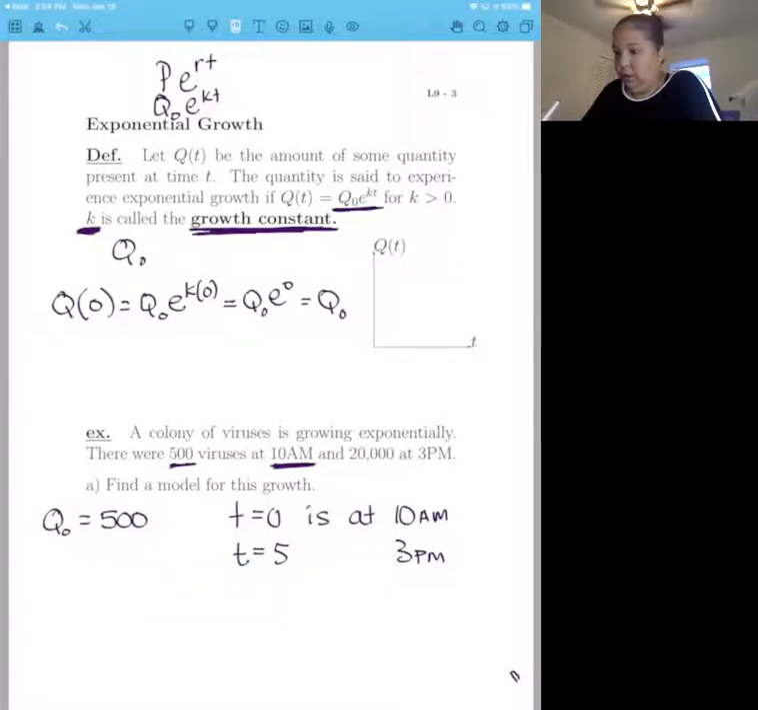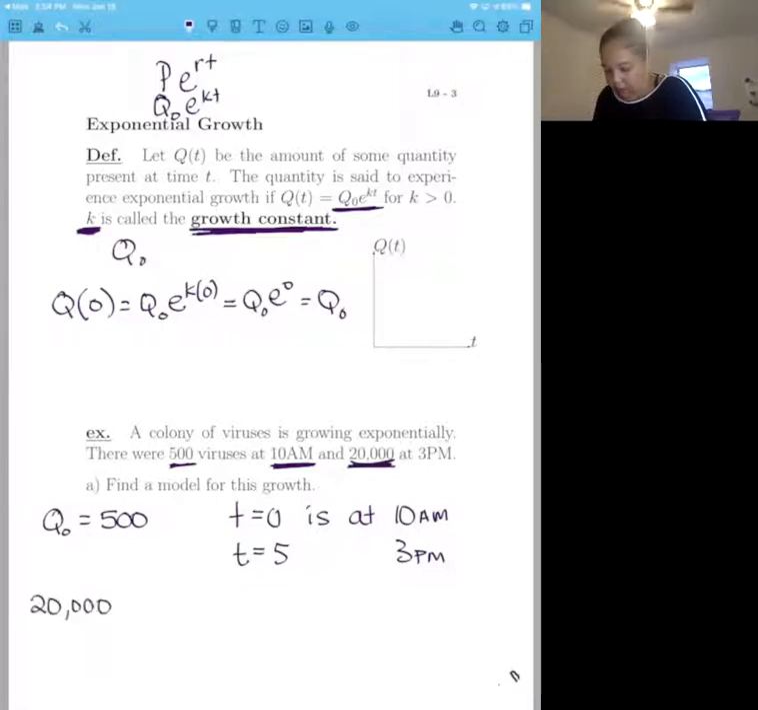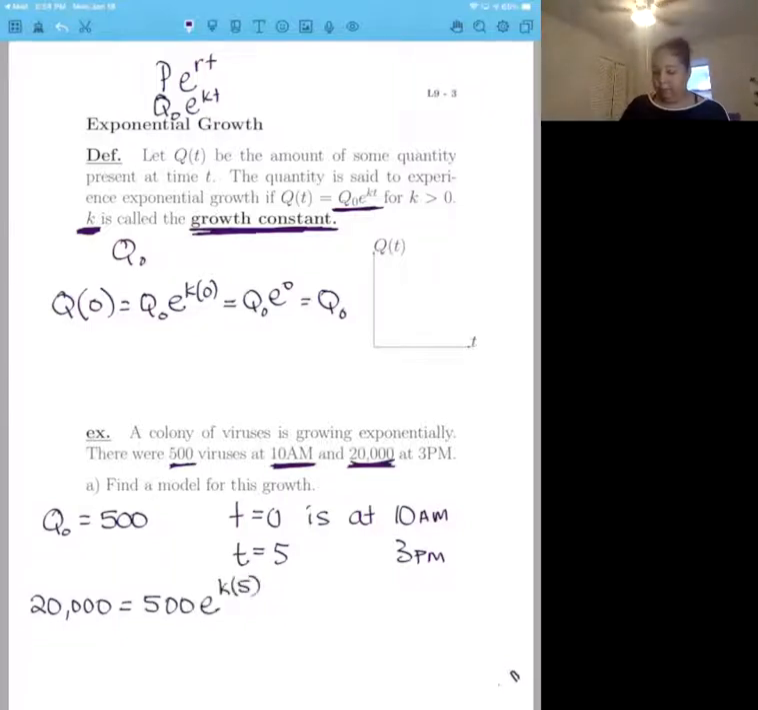But now what I'm going to do is put in this next point. I'm going to plug in T equals 5 for 20,000. So that can give me my growth constant K, right? So I have 20,000 equals Q naught, which is my 500, e to the K, and my time is 5. All right, so my only unknown at this point is K, and I can solve for K, and then I can come up with my model.